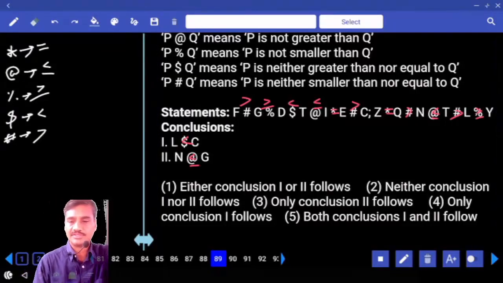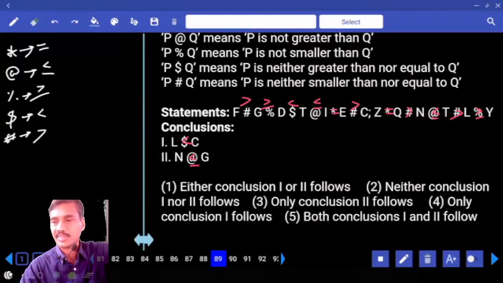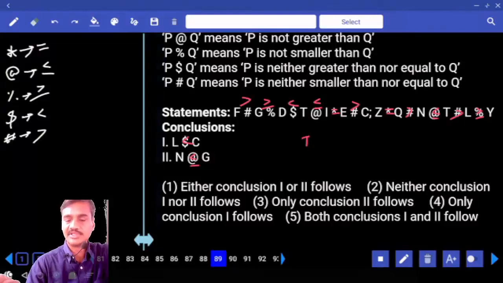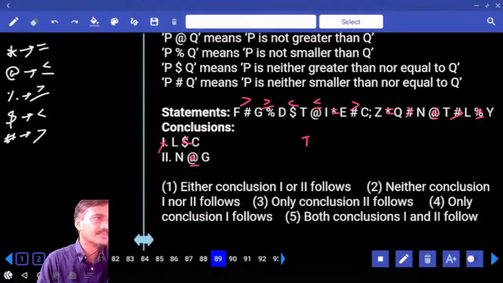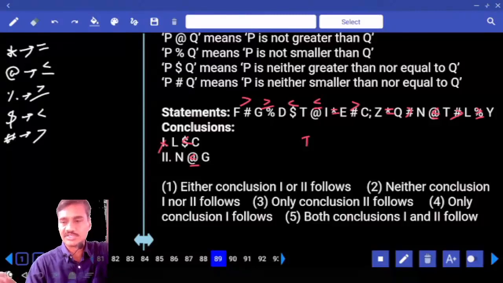Then L and C. C is here, L is here. Which element is common? T is common. Now between T and C, there are two opposite symbols. Hence, we are not able to identify the answer. N and G. G is here, N is here. Which element is common here? Again T.